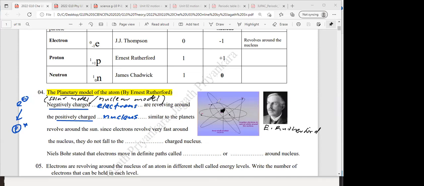So one drawback of the Rutherford theory is that he called these orbits. Did you all miss anything? Okay, I'll repeat again. The nucleus is positively charged due to protons. Protons are inside the nucleus. That's the reason.